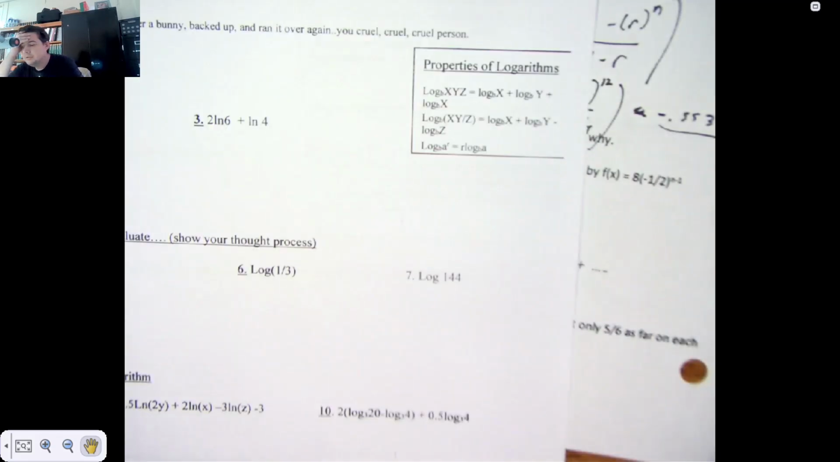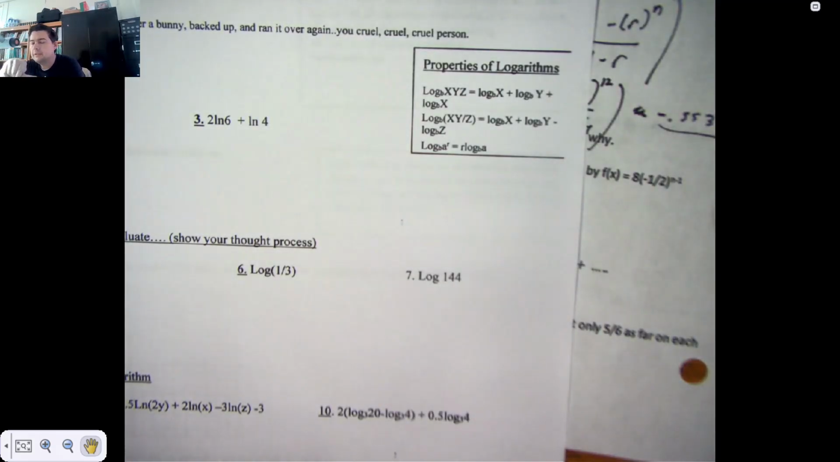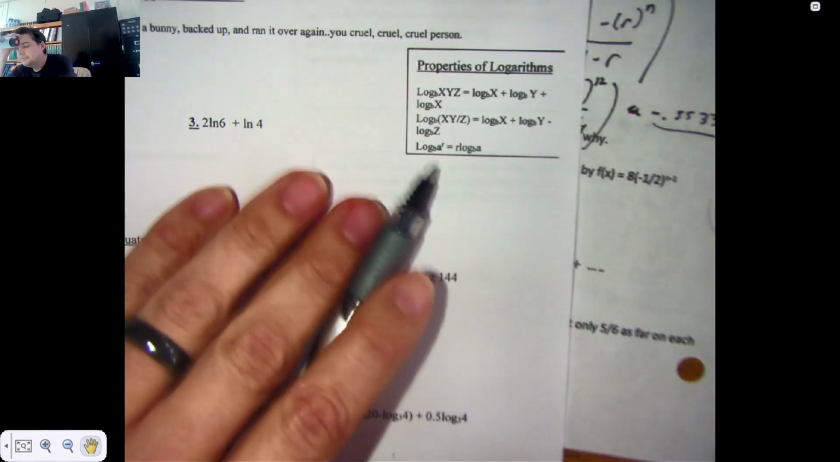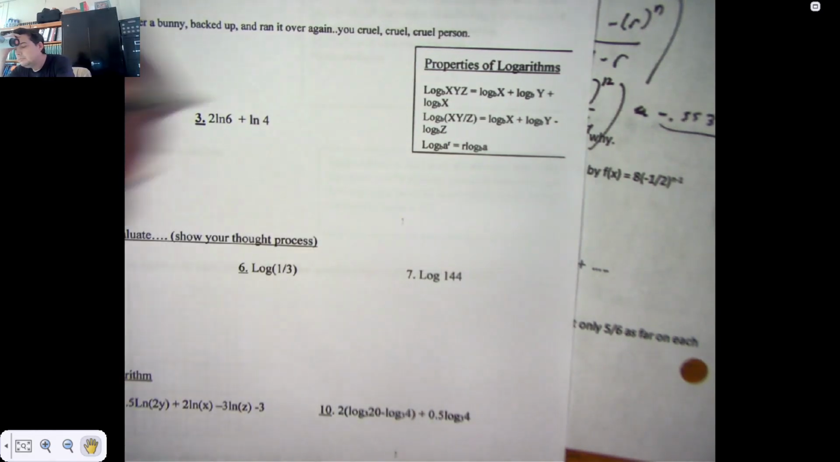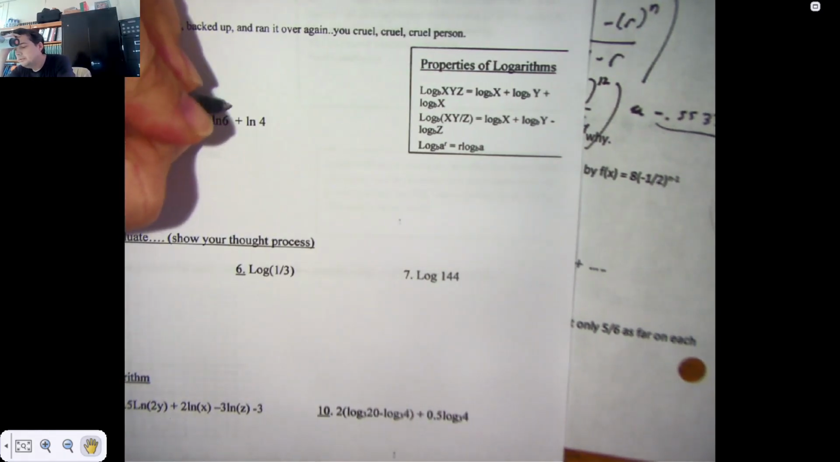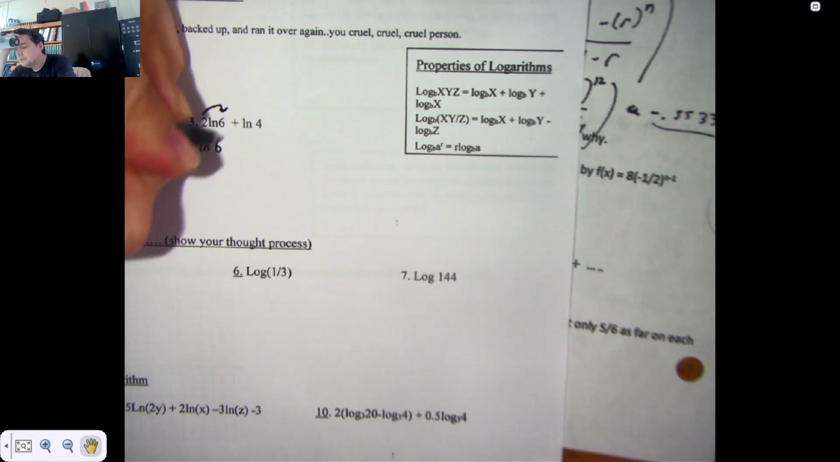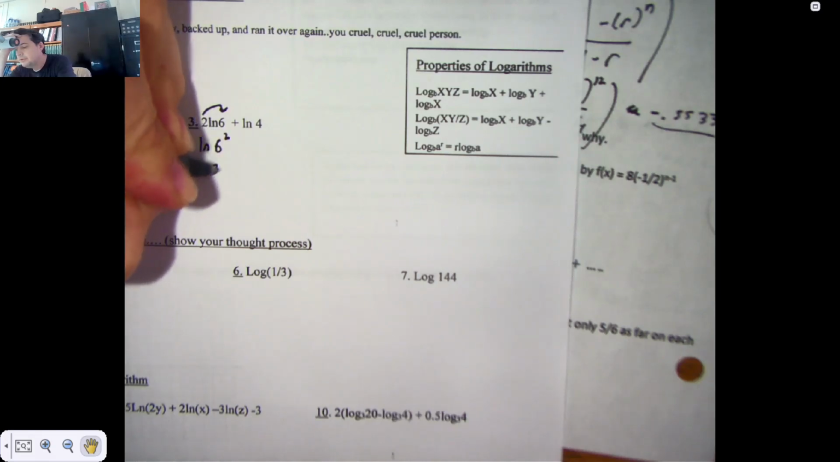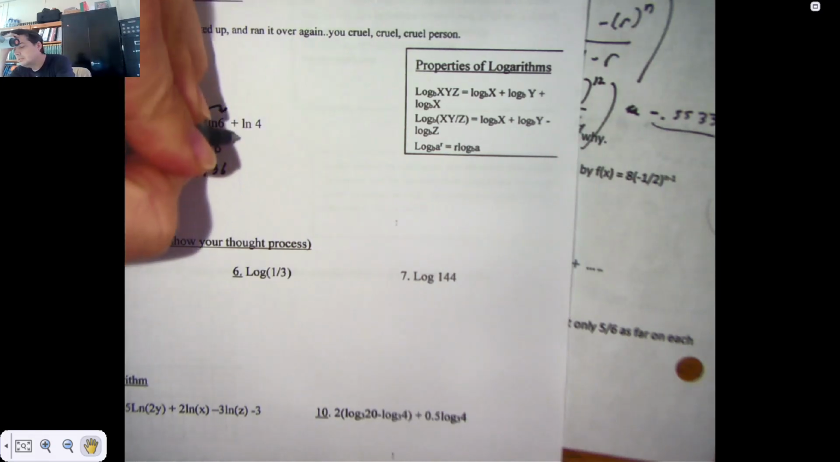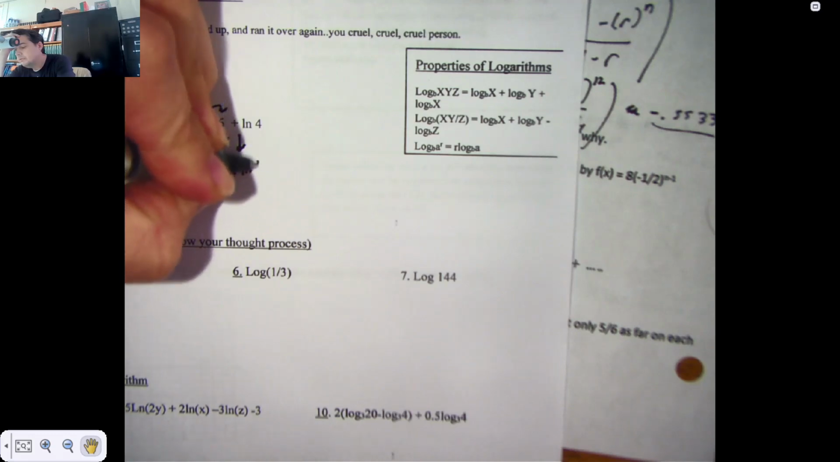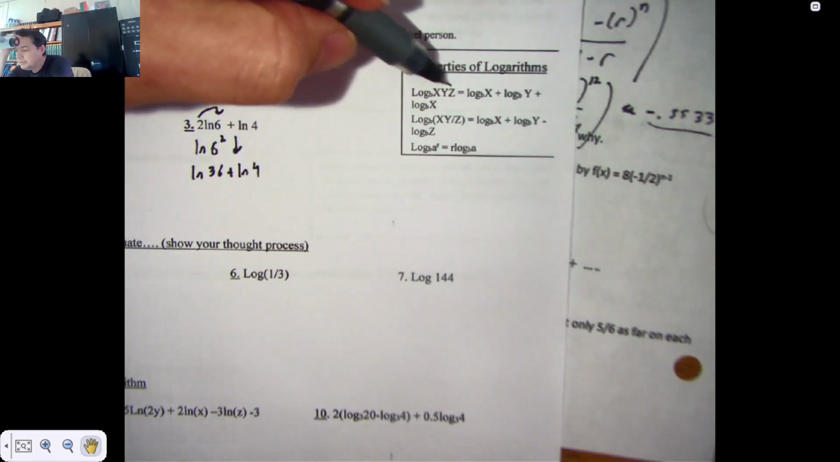So you're supposed to rewrite and simplify this logarithm. Your rules are over here. This 2 goes here, becomes a natural log of 6 squared, which is a natural log of 36. I'm going to bring this one down, plus the natural log of 4. Then I'm going to pay attention to this one.